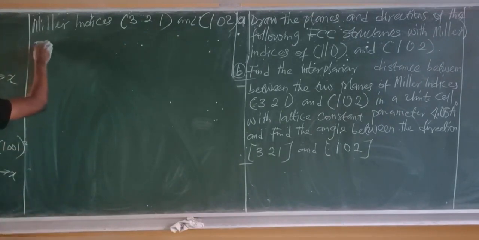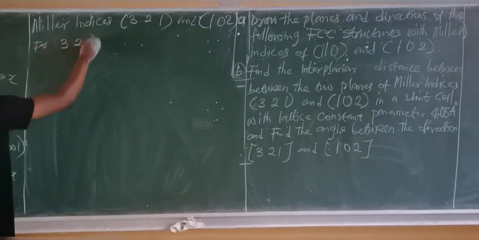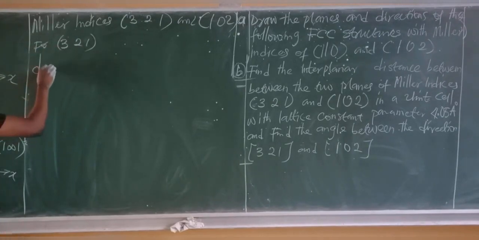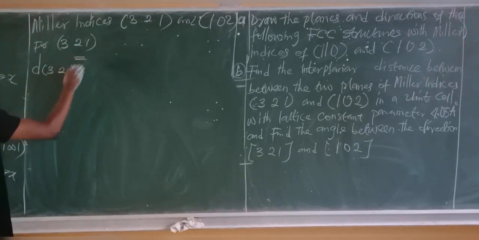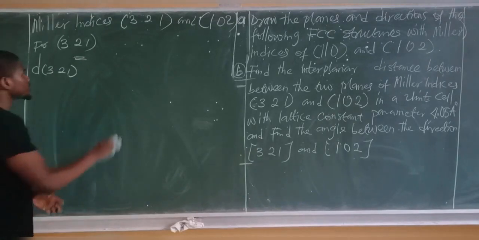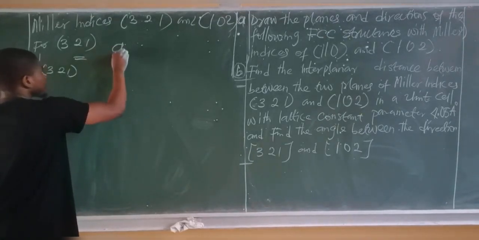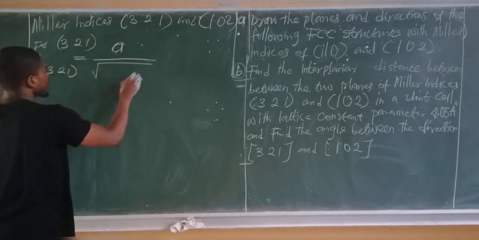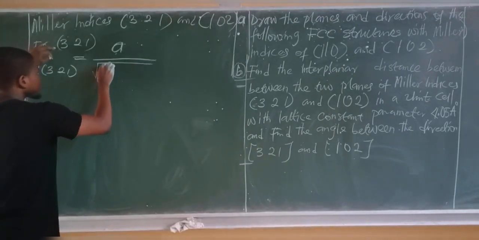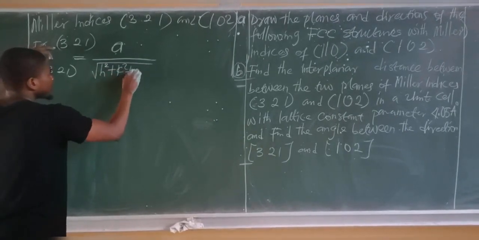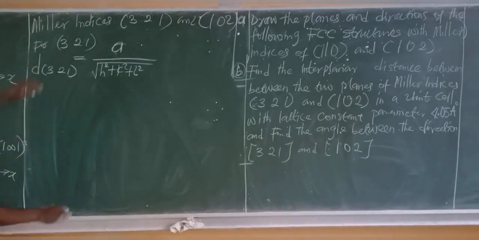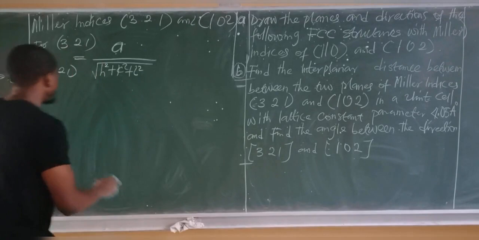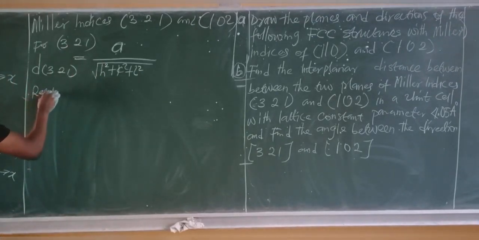For 3, 2, 1, the interplanar distance is equal to, remember the formula we gave in the previous video, the lattice parameter or the lattice constant over the square root of the sum of the squares of the given planes, h squared plus k squared plus l squared. So 3 stands for h, 2 stands for k, and 1 stands for l in this case. We are given the value of the lattice parameter. Recall, a was given to us from the question.